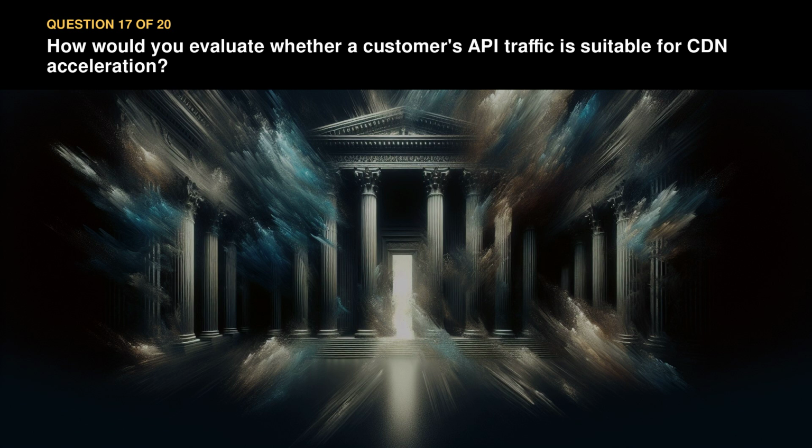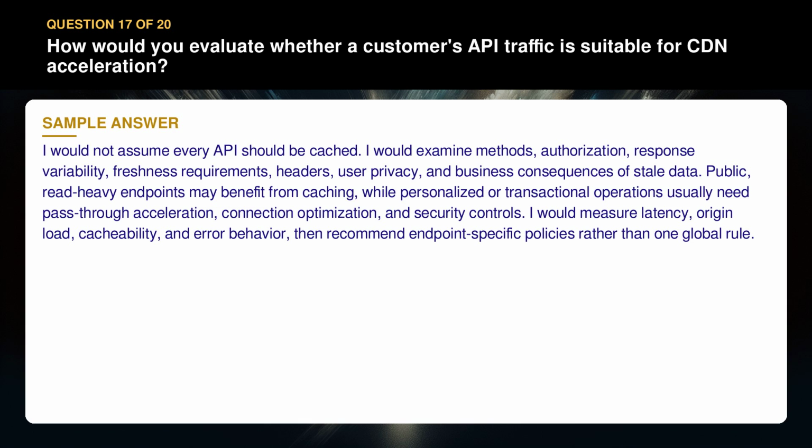Question 17. How would you evaluate whether a customer's API traffic is suitable for CDN acceleration? I would not assume every API should be cached. I would examine methods, authorization, response variability, freshness requirements, headers, user privacy, and business consequences of stale data. Public, read-heavy endpoints may benefit from caching, while personalized or transactional operations usually need pass-through acceleration, connection optimization, and security controls. I would measure latency, origin load, cacheability, and error behavior, then recommend endpoint-specific policies rather than one global rule.